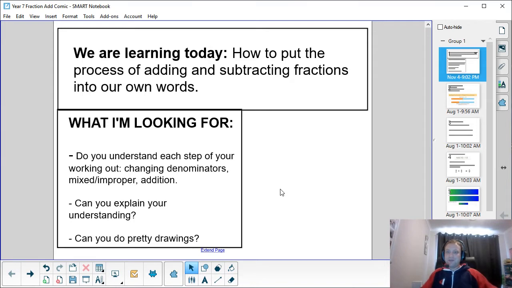So you have to understand the changing of denominators, making mixed and improper fractions, and then just the way adding works. We want to see if you understand what's going on. So can you actually explain each step as it happens? And then can you do pretty drawings? Some of you might be able to, some of you won't. We won't judge you too harshly if you can't. It's just a bonus today if you can.